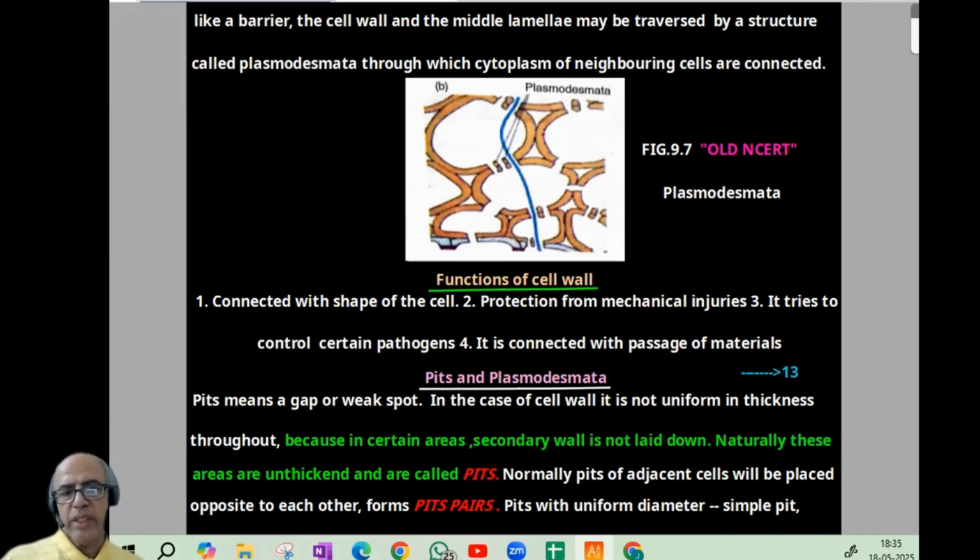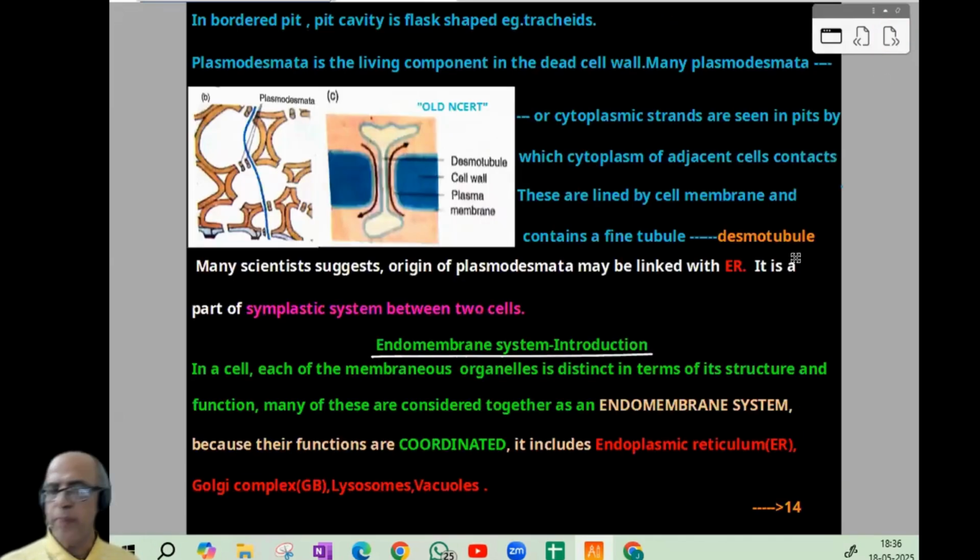Again, connected with the cell wall, we can find two terms, pits and plasmodesmata. Pit normally means a gap or weak spot. In the case of the cell wall, it is not uniform in thickness throughout, because in certain areas the secondary wall is not laid down. Naturally, these areas are unthickened and are called pits. Normally, pits of adjacent cells are placed opposite to each other, forming pit pairs. Pits with a uniform diameter are referred to as simple pits. Now comes the bordered pit. The bordered pit cavity is flask-shaped.